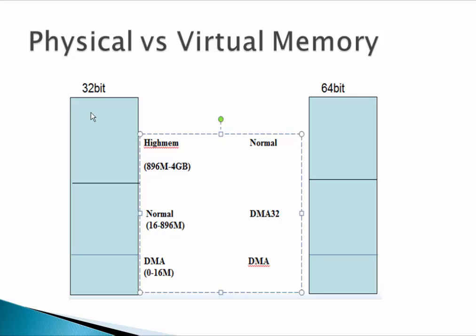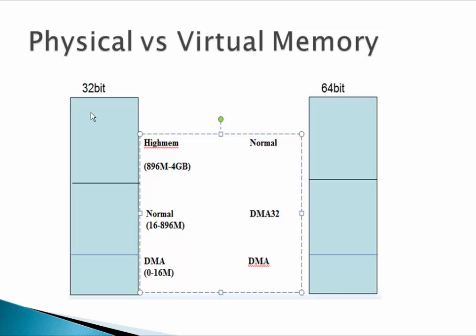Before we discuss the different parameters we can tune to improve the performance of our existing system, let's discuss physical versus virtual memory. And before that, let's discuss 32-bit versus 64-bit systems. In modern days, we have a choice between a 32-bit system and a 64-bit system.